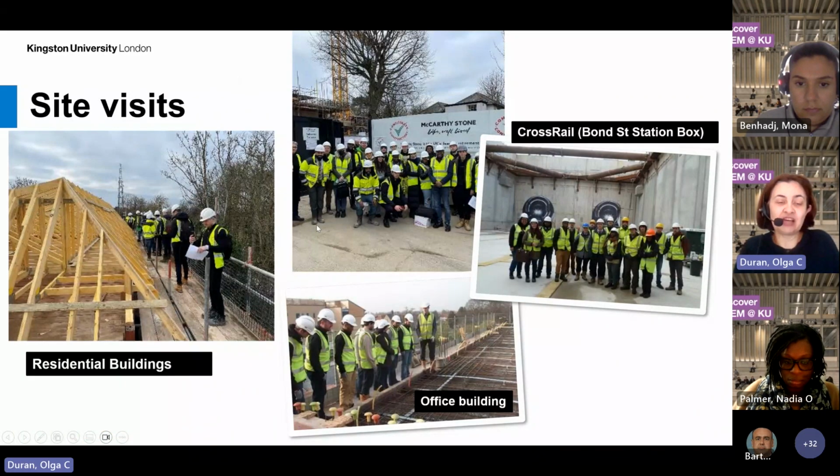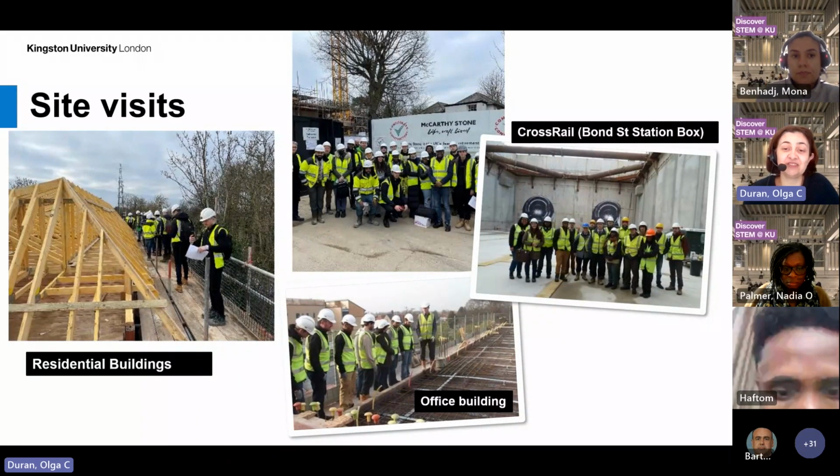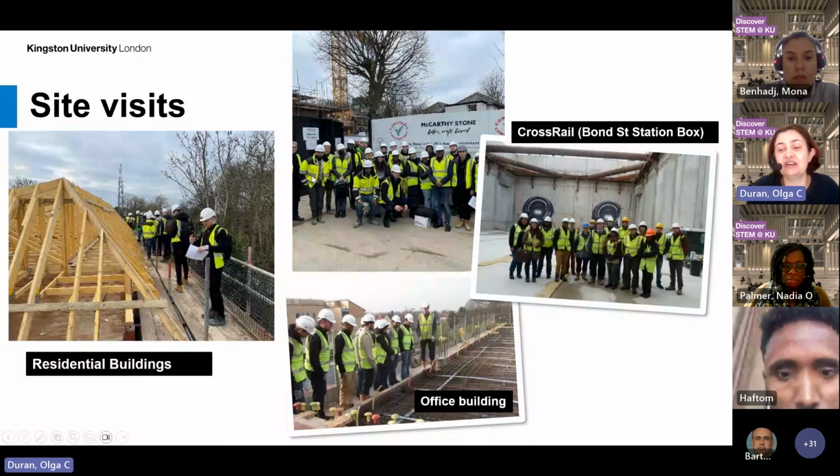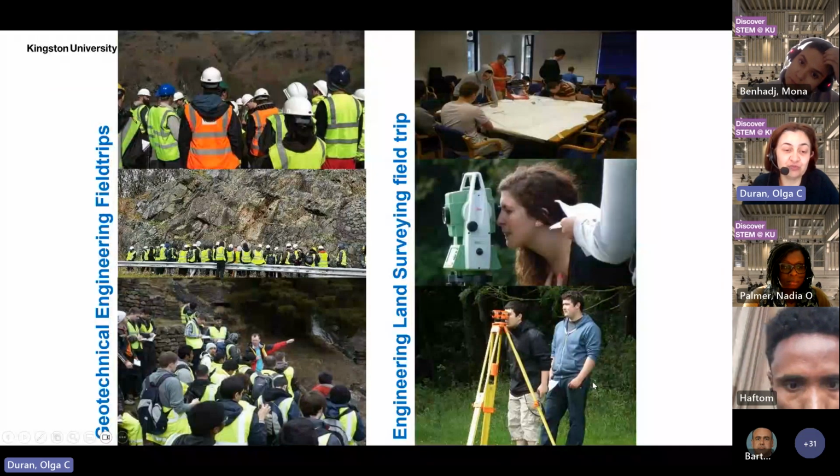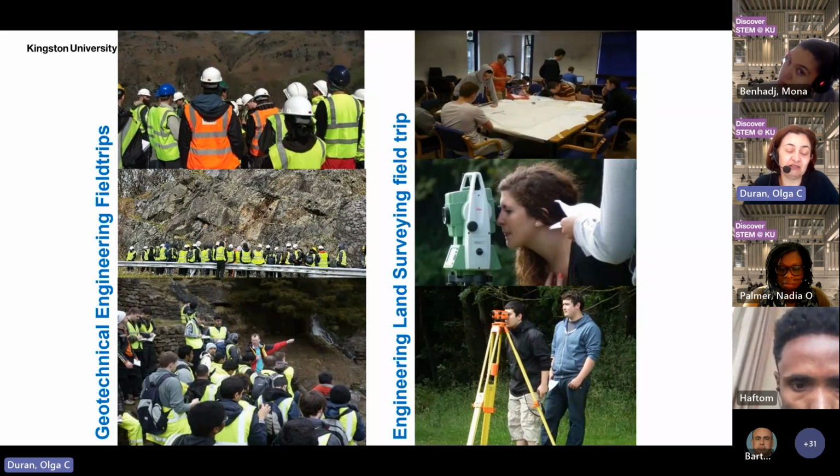Another aspect of our courses is that you have the opportunity to visit different sites. Here there are some examples for civil engineering, but equally they are from other disciplines. For instance, the renewable energy students will be visiting wind farms, and the automotive students will be visiting automotive companies. So there are different site visits, and depending on your course, you may also participate in a field trip, as the geotechnical or surveying students do.